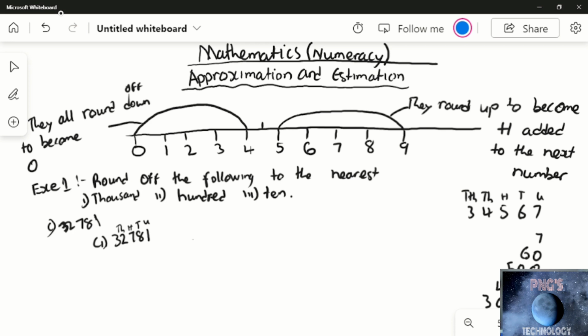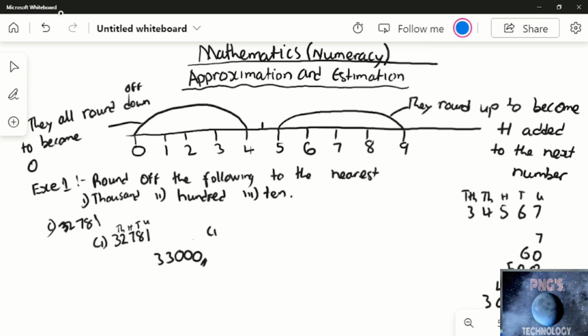So unit, tens, 100, 1000, we can say this is what? This will become 0, 1 becomes 0, 8 becomes plus 1 added to 7 making 8, so it's now 0. 8 added 1 to 2 making 3, so its place is now 0. So 2 plus that 1 making 3, then our 3, so that is our answer.